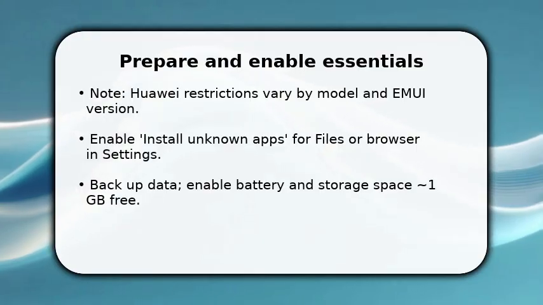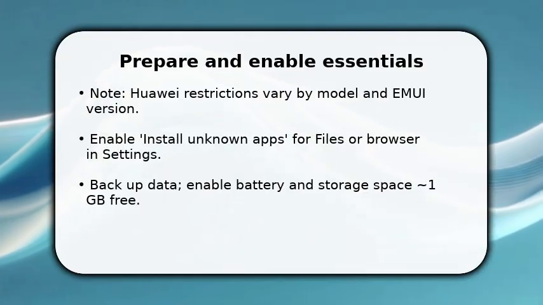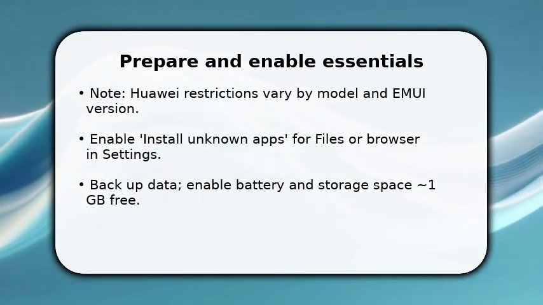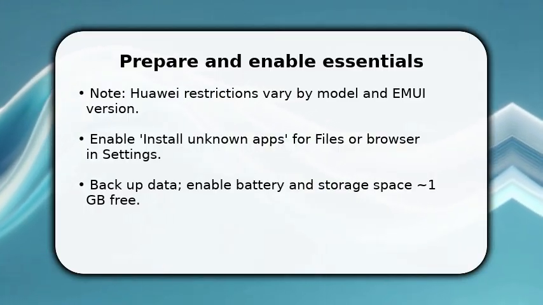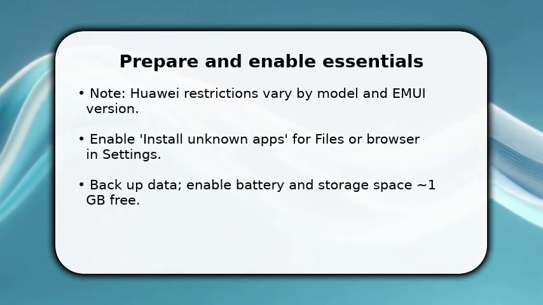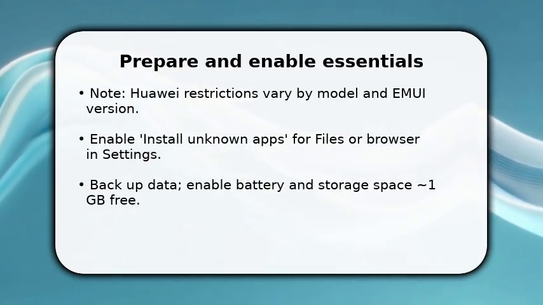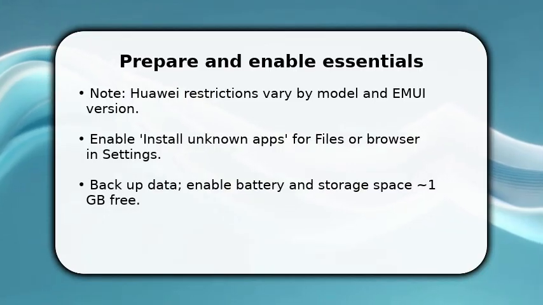You start by preparing the phone so installations can proceed. Go to Settings and enable Install Unknown Apps for your browser or file manager. This allows APK installers to run. Once done, confirm you have about 1 GB free and a charged battery or charger connected.